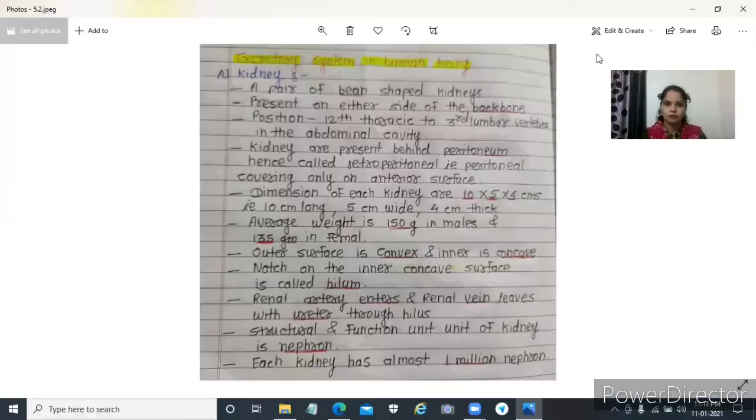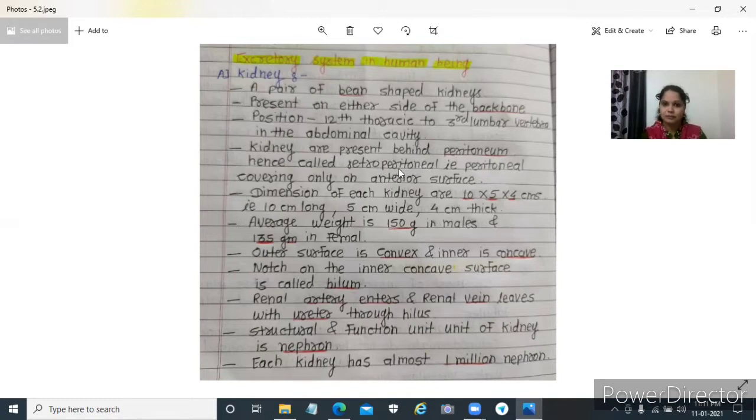Here we are going to study the excretory system in a human being. The first point is the kidney. Here is the shape. Kidneys are a pair. A pair of bean-shaped kidneys is present on either side of the backbone, on the right side and the left side. Their position is from the 12th thoracic to the 3rd lumbar vertebrae in the abdominal cavity. Kidneys are present behind the peritoneum, as we just discussed in the earlier photo. Hence they are called retroperitoneal.